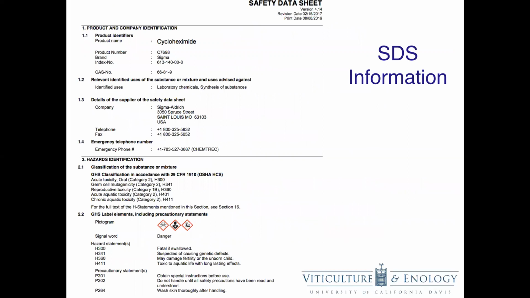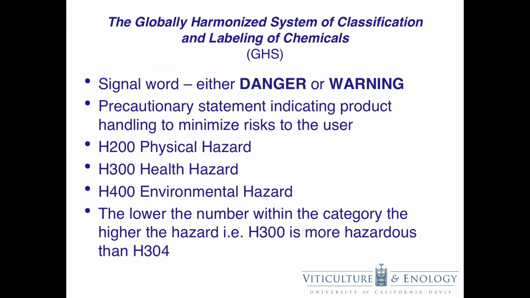Here's an example of an SDS. Each section describes the information discussed on the previous slide. In the SDS, you also find the Globally Harmonized System of Classification and Labeling of Chemicals, or GHS. This labeling system uses a signal word such as danger or warning and gives a precautionary statement indicating how to properly handle the product in order to minimize risks to the user.